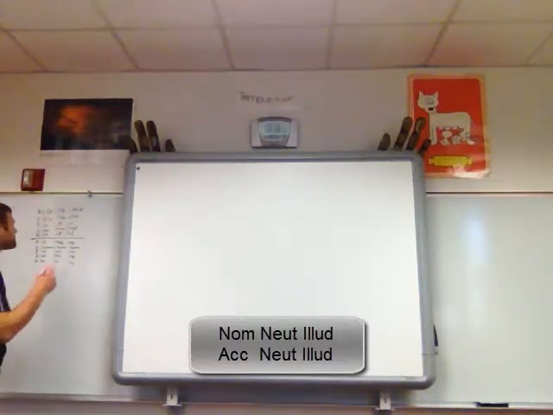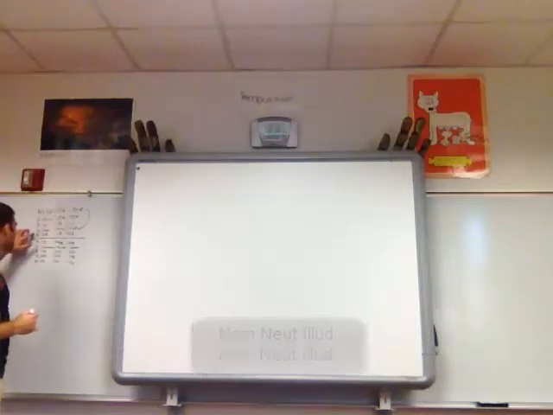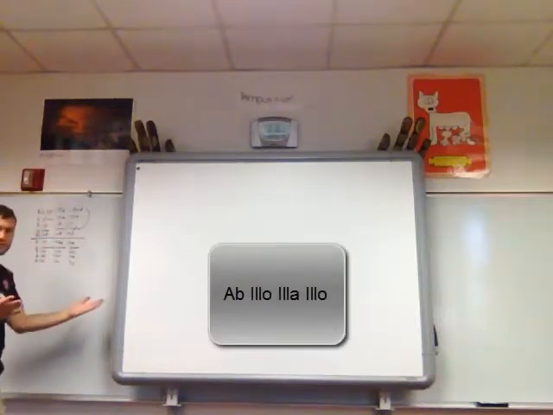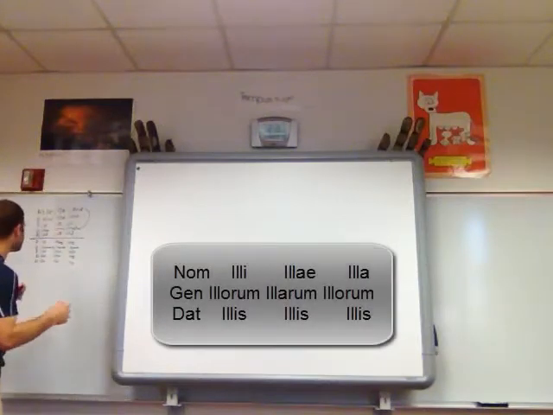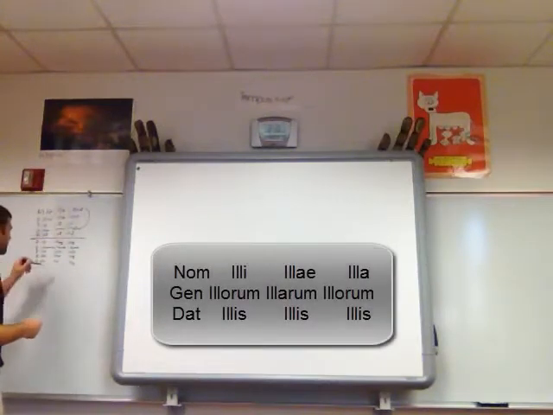That's right, it's going to be the same as the nominative, because that's what neuters do. And your ablative, illo, illa, illo, just like first and second declension. Wonderful. Plurals. From here on out, it goes just like first and second declension, period. Every single one of them.